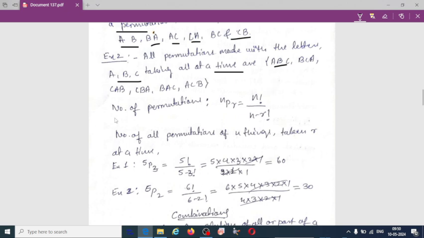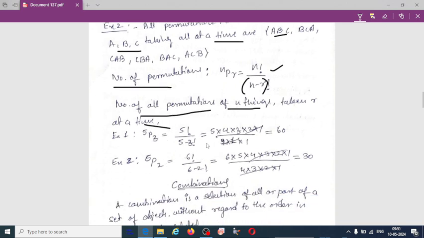So here the general formula for the number of permutations is given by nPr equals n factorial divided by (n minus r) factorial. Very important formula, this one. So the number of all permutations of n things taking r at a time; so we are selecting from n things, r at a time.